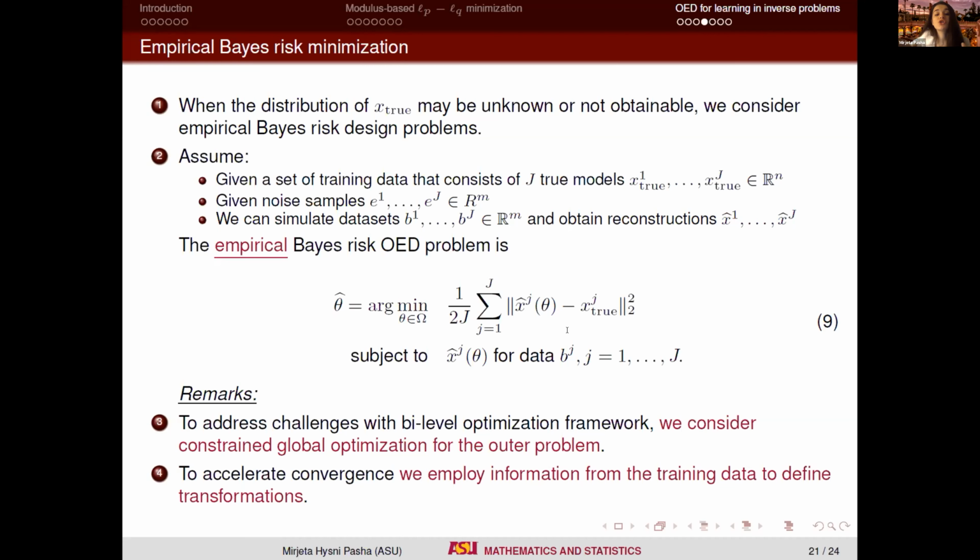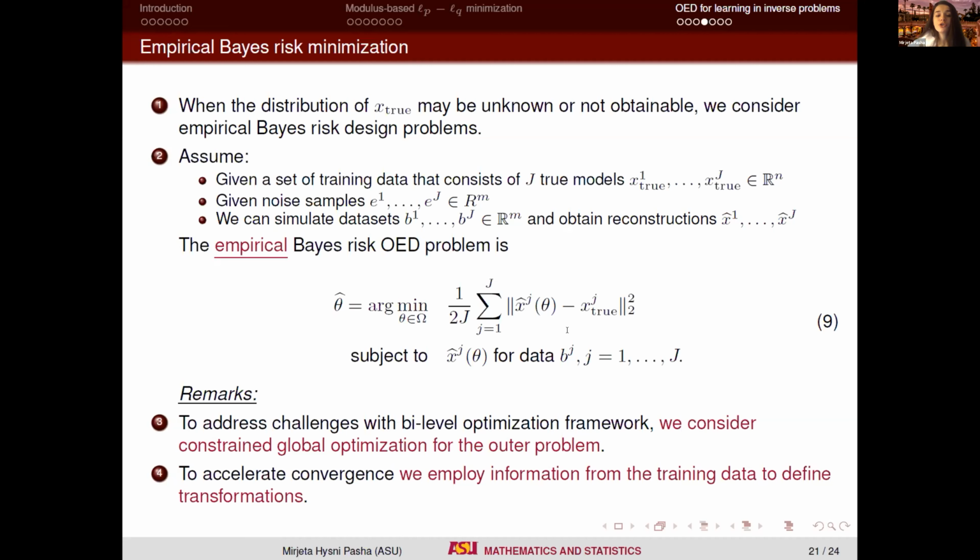Of course, there are challenges with the bi-level optimization framework, but to overcome those challenges, we consider constrained global optimization for the outer problem. And then in the problem that we are trying to solve, there are other difficulties that come from different choices of the noise and also the characteristics of the problem. For example, for sparsity and so on, the problem might become more difficult to solve.